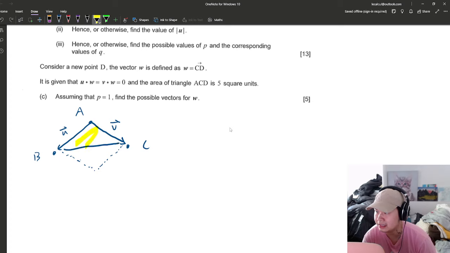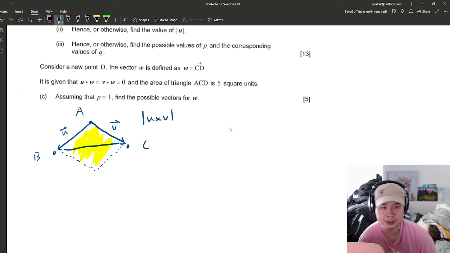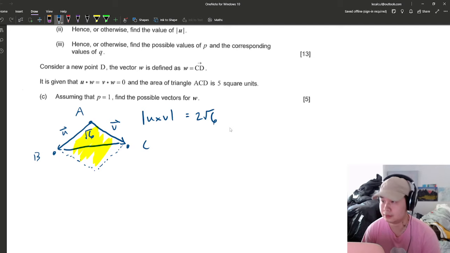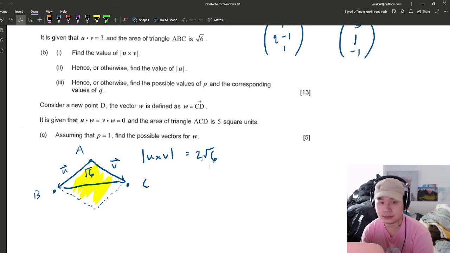Like I said, this whole parallelogram is the magnitude of u cross v. So if I know that the area of the triangle is root 6, then this should be twice as much. I think it's root 6. So this should be 2 root 6. Okay, so that's part one done.